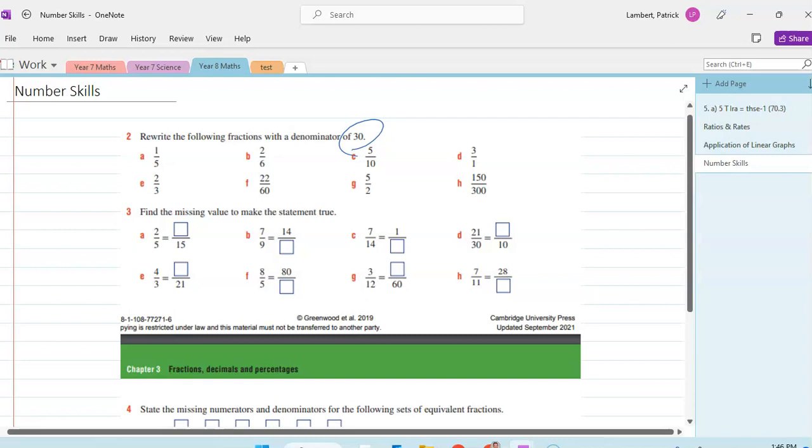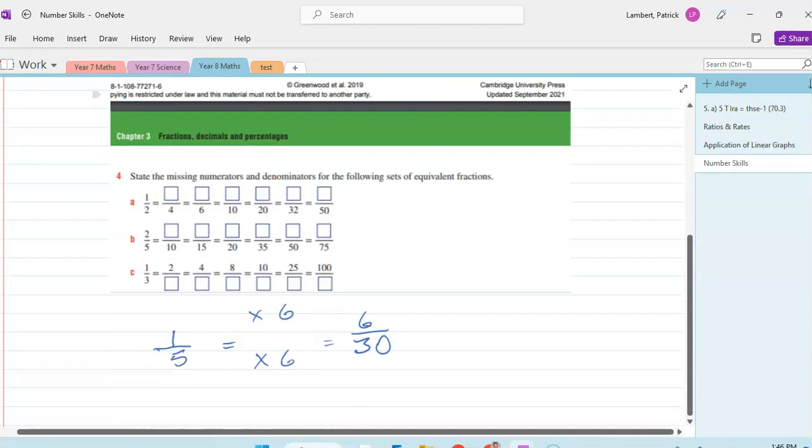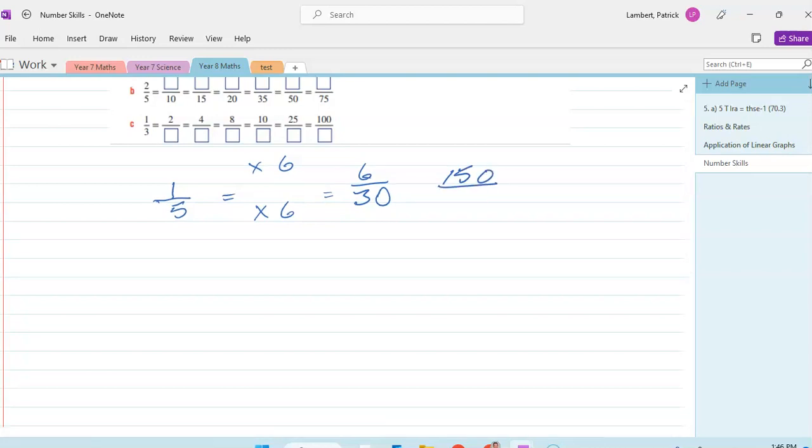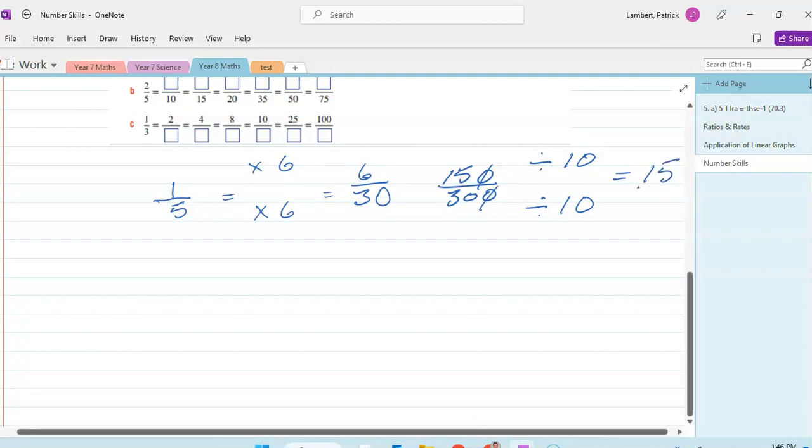Let's have a look at another one here. This one here, h, 150 over 300. Now, when I'm going to put in a base of 30, if I divide both sides by 10, which is just taking out the zeros, so divide by 10, whatever I do to the top line, I do to the bottom. So therefore, 15 over 30 is an equivalent fraction.